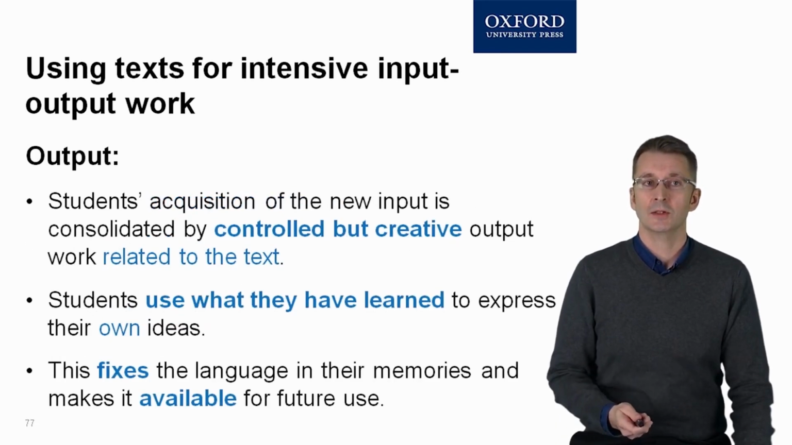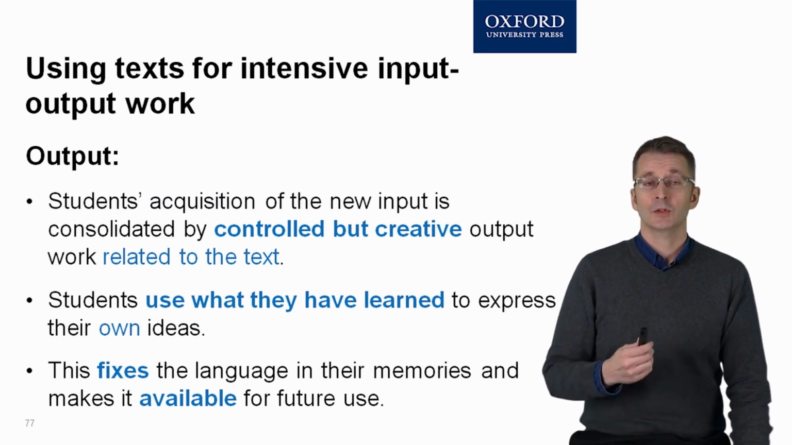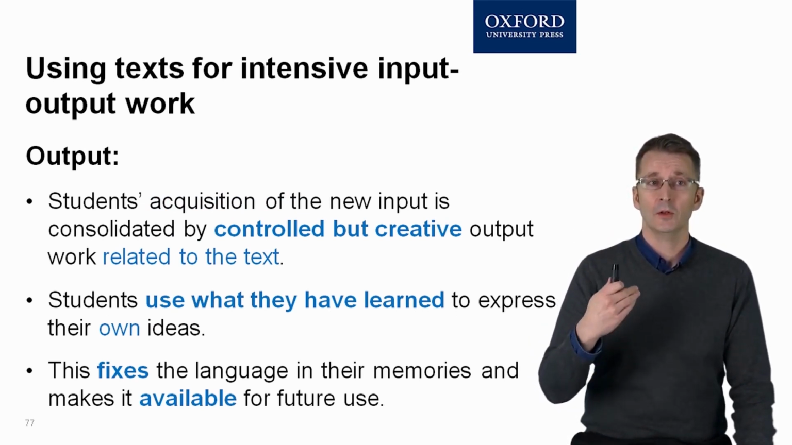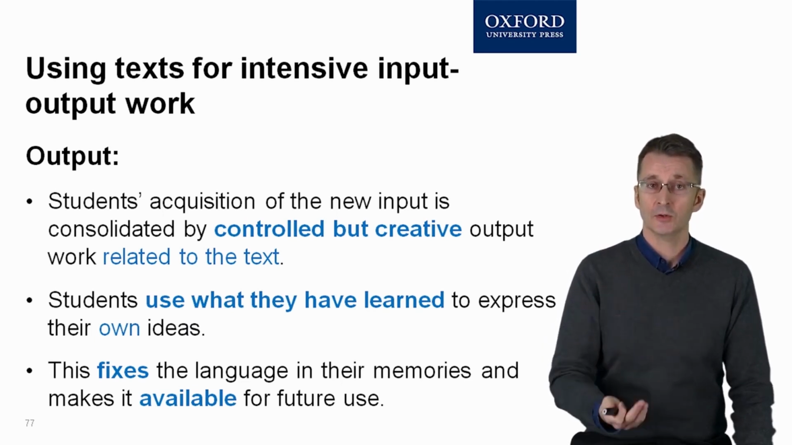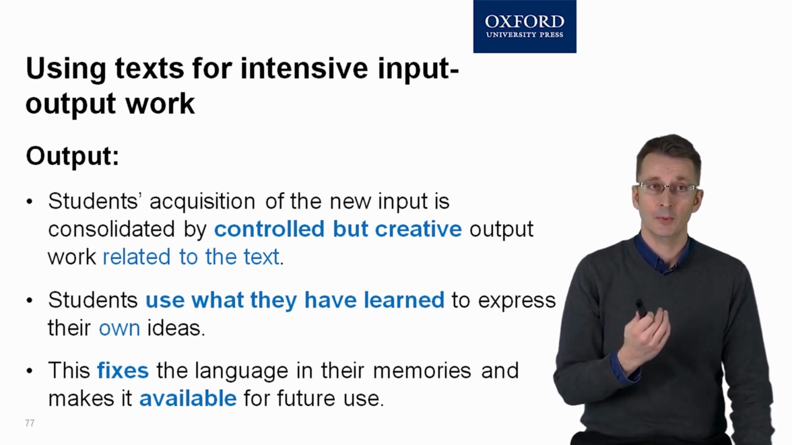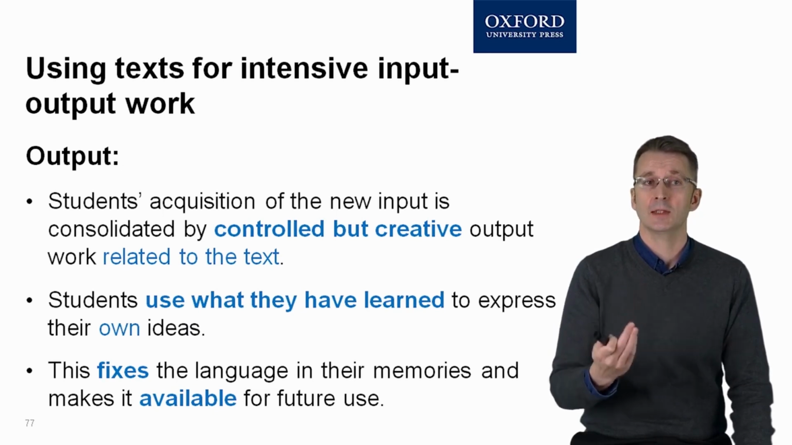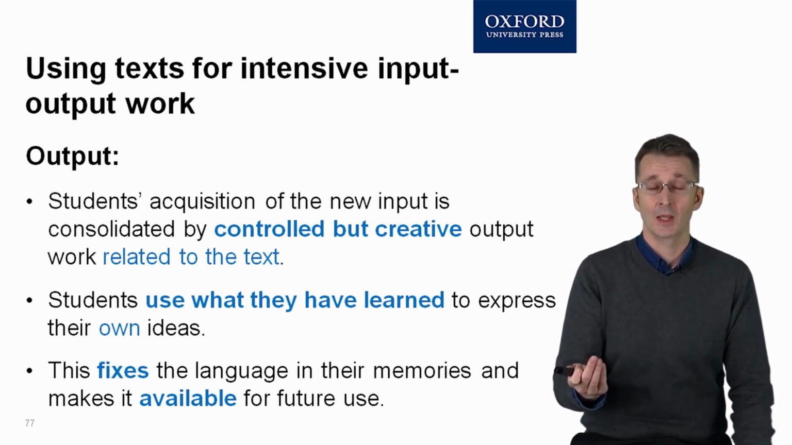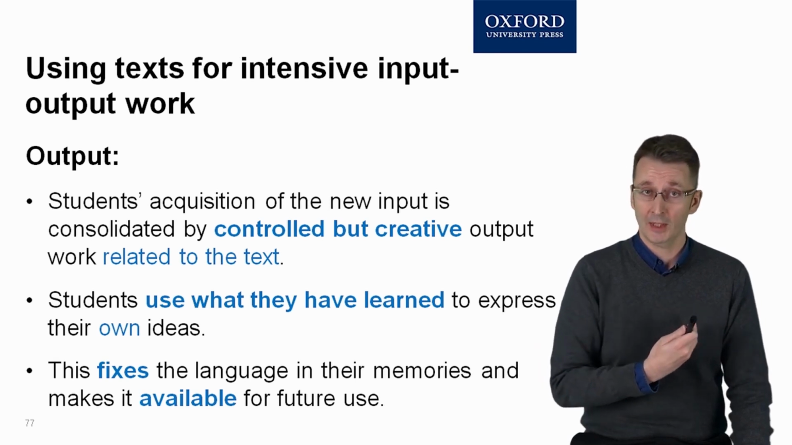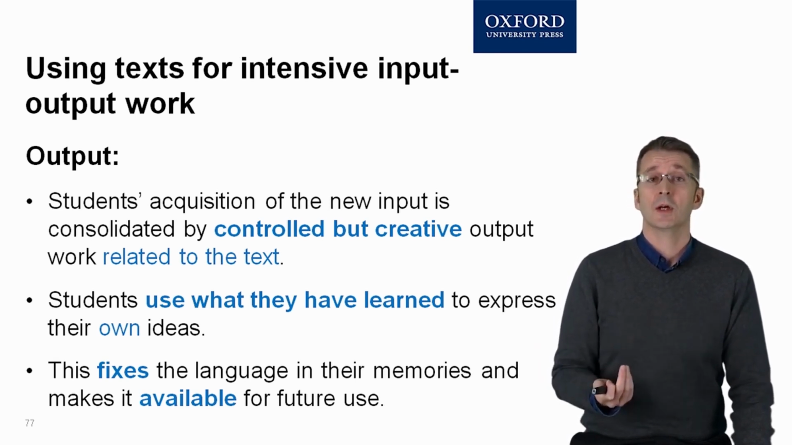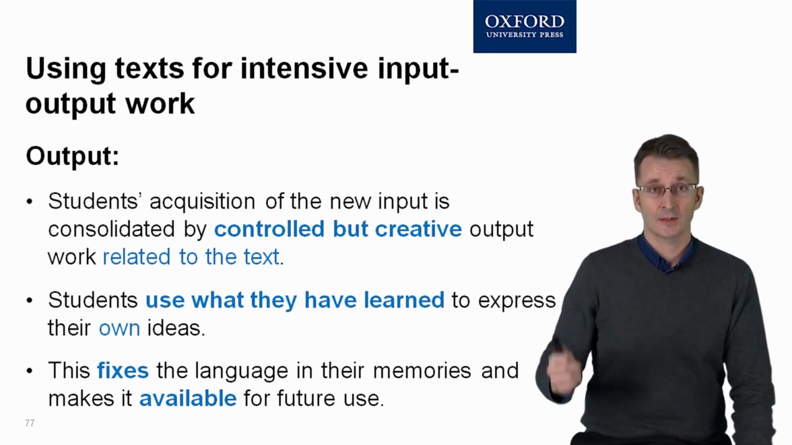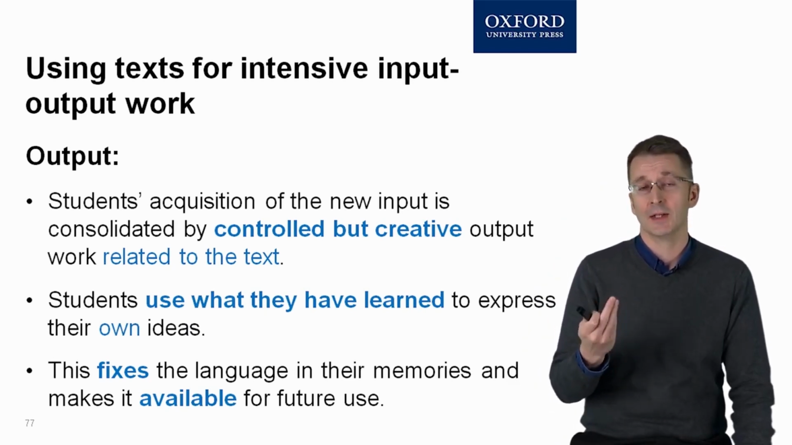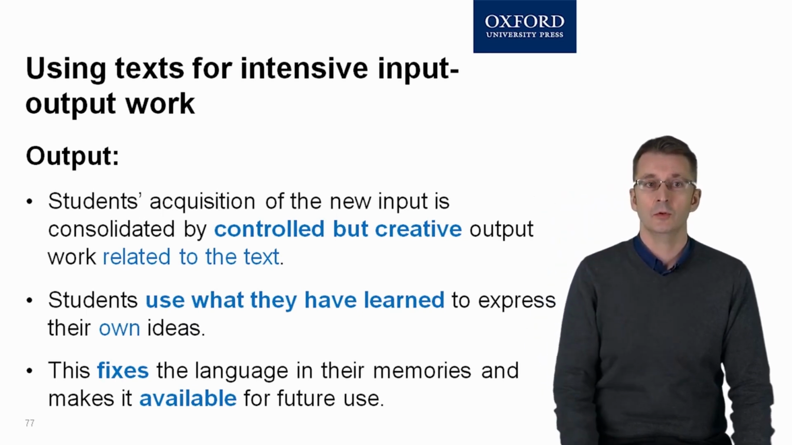Next, we can start to turn this into output. So when students produce the language in output, what they're doing is practicing using what they've heard and read in the input in a controlled but creative manner. So they're reusing the language from the text, often to express their own ideas. And what this does is fixes the language in students' heads, and later they'll be able to come back to it, to recall it, to use it.